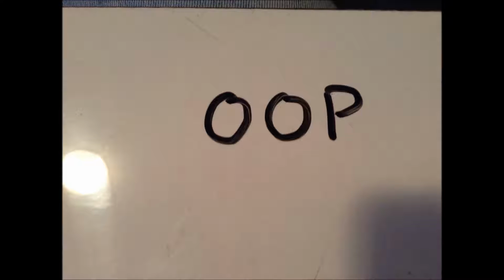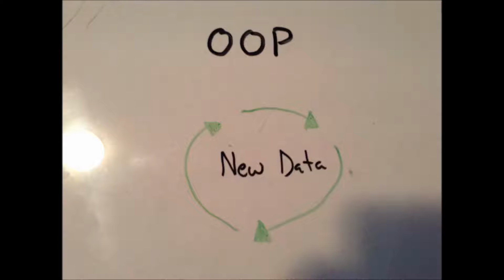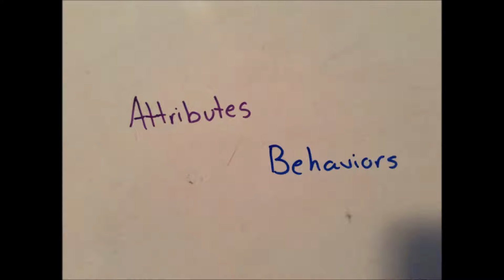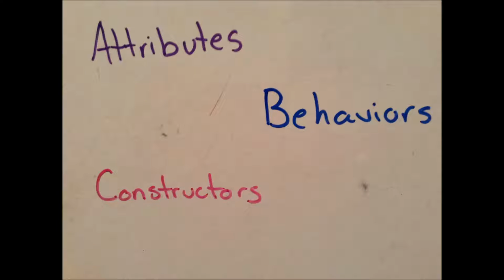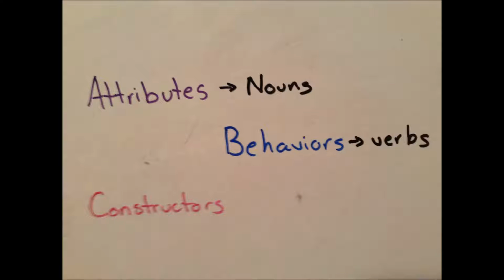One of the advantages of object-oriented design is that it allows a programmer to create a new data type that is reusable in other situations. When designing a new class, three components must be identified: attributes, behaviors, and constructors. To determine attributes of a class, look at the nouns associated with that object. To determine the behaviors, look at the verbs.